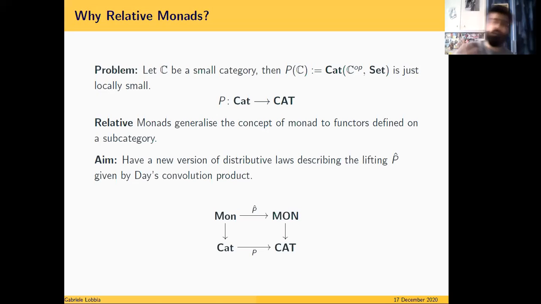The aim of all this work, though it's not what I got, is to try to arrive at a new version of distributive laws describing what happens when we consider Day's convolution product, because Day convolution gives us sort of a listing of these relative pseudo-monads, which is the presheaf construction on monoidal categories. Here with Mon and BigMon, I mean the category of small monoidal categories and locally small monoidal categories. So the aim of all of this work is to try to describe this situation with the right notion of distributive law.